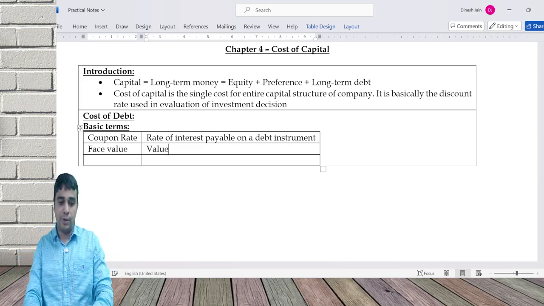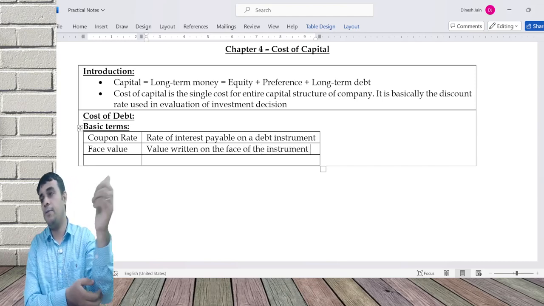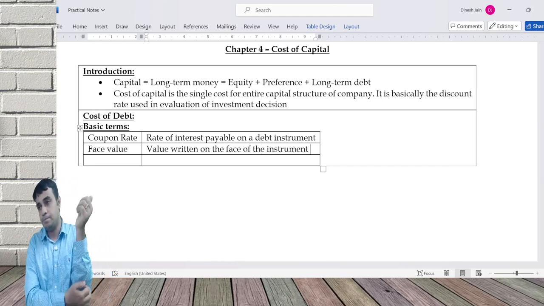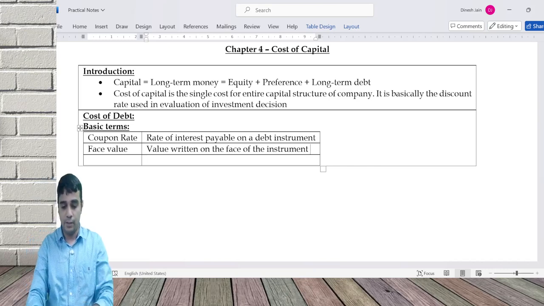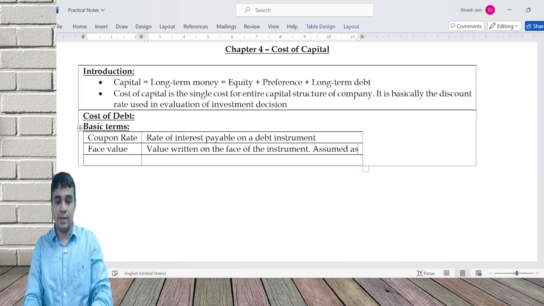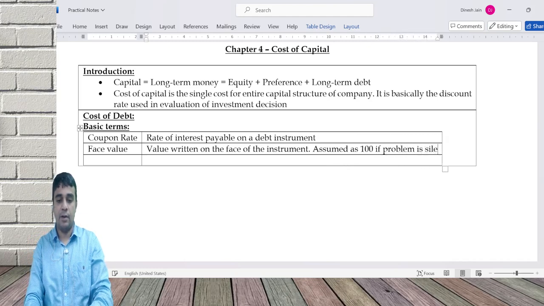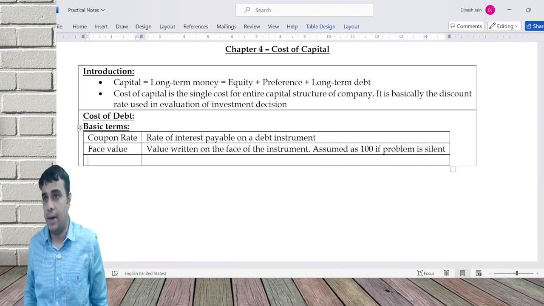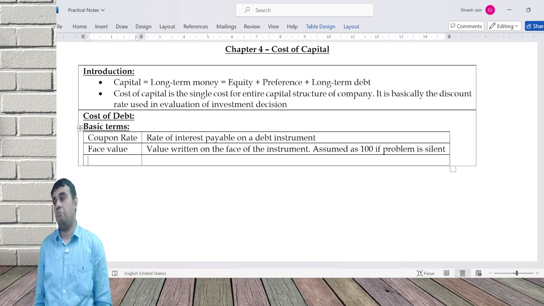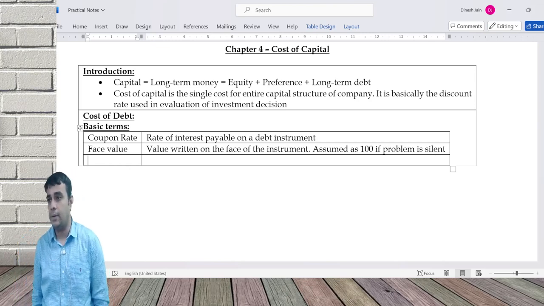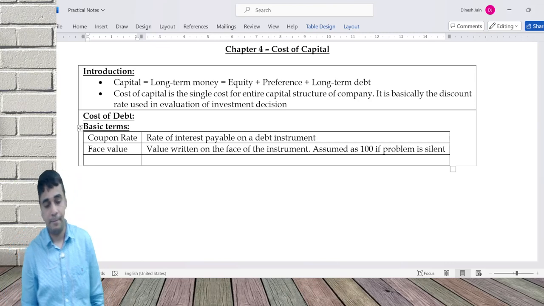Now, write: value written on the face of the instrument. Assumed as 100 if problem is silent. You can assume any number, okay? I can assume 100, 1000, 10, that's okay, but we'll assume something if problem is silent.